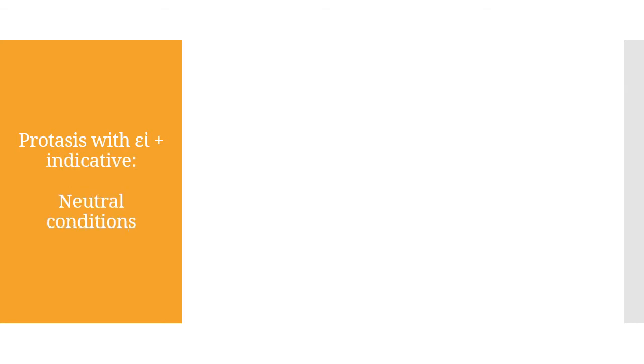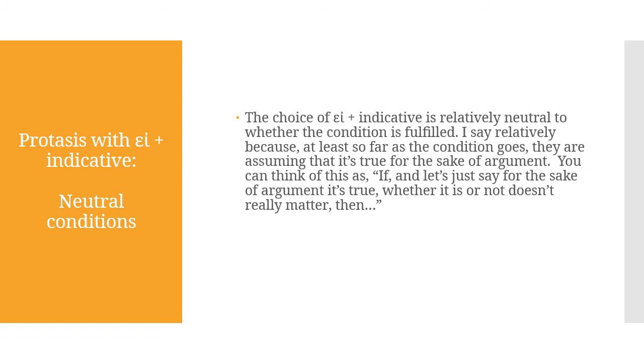So now we come to the protasis with ei or ean and the indicative. I'm going to call these neutral conditions or conditionals. The choice of ei with the indicative is relatively neutral to whether the condition is fulfilled. So at least so far as the condition goes, the speaker is assuming that it's true for the sake of argument. This language comes from the way Wallace approaches it in his Koine Greek textbook. I think it's a good way to put it. You can think of this as over-elaborating: if, and let's just say for the sake of argument that it's true, whether or not it's true doesn't really matter, then what follows? So, assuming true for the sake of argument.